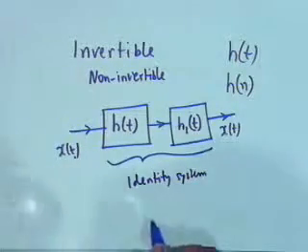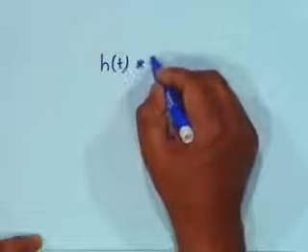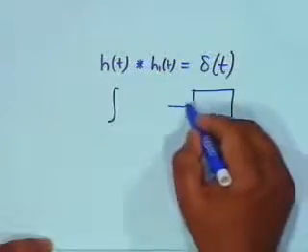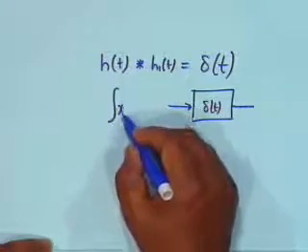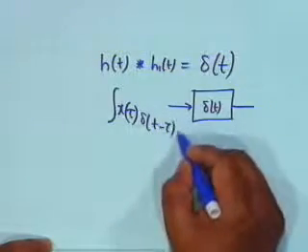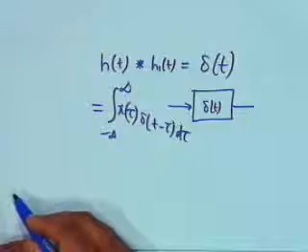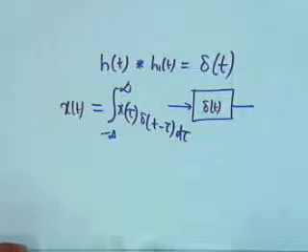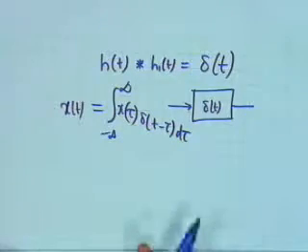Now, what does an identity system mean? This is a system of cascade of two systems having impulse responses h and h1. So what is the relation between h and h1? The convolution of these two should be equal to delta t. Why? Because after all, any system whose impulse response is delta t, what is the output to x of t? It is the integral of x of tau delta t minus tau d tau. And what is this equal to? By the property of the impulse function, it is equal to x of t. And therefore, identity system is one whose impulse response is equal to delta t.